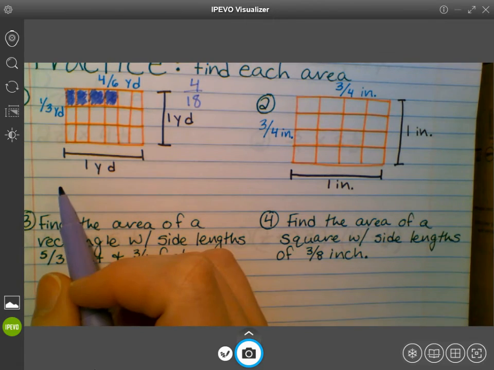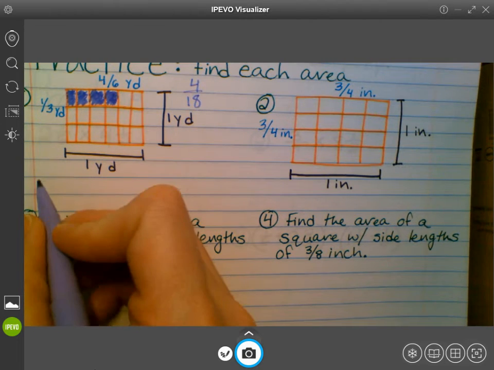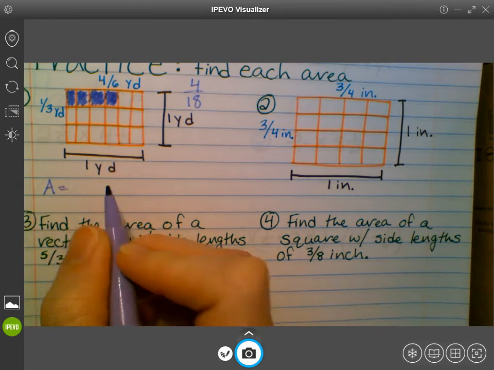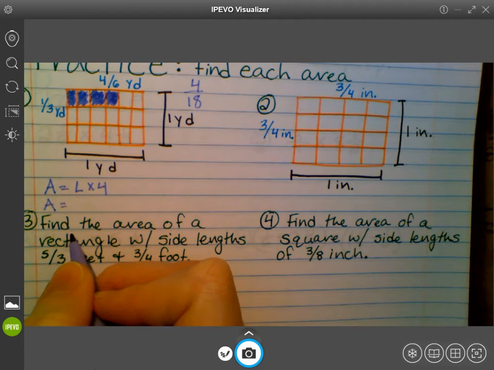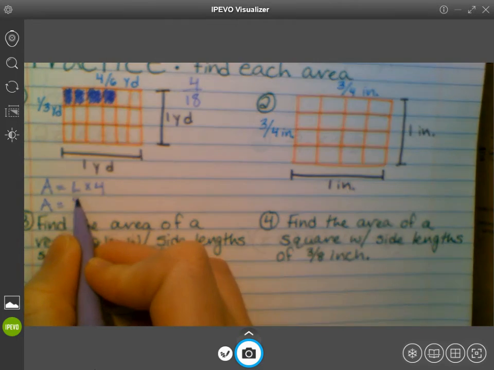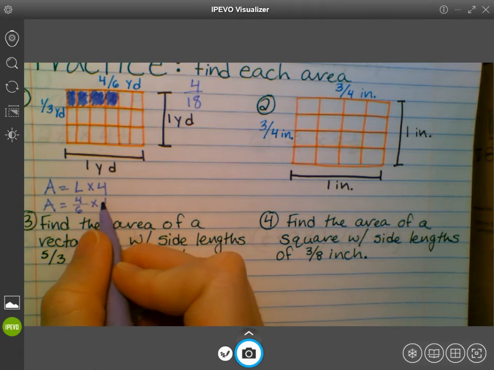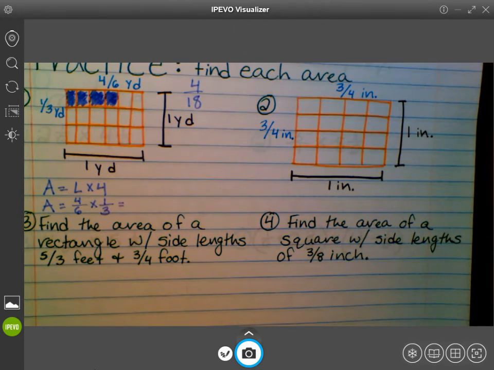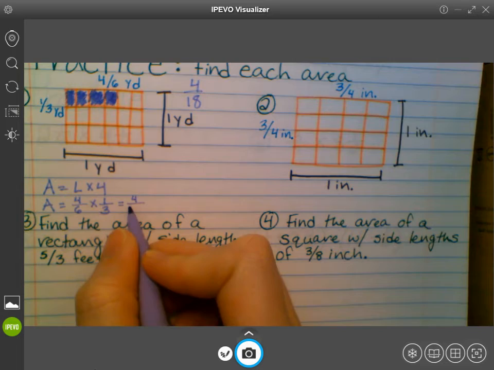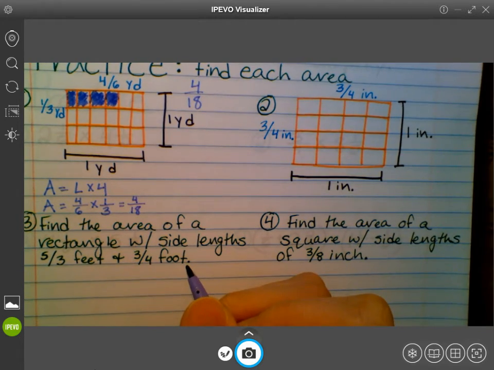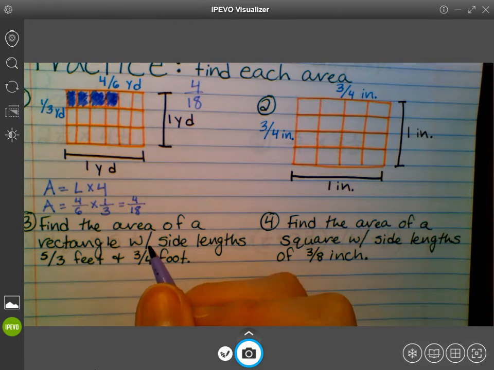Now, let's go ahead and actually solve using our formula and see if we get the same thing. So area equals length times width. So area equals, our length is 4/6 times our width, which is 1/3. So if I multiply across, 4 times 1 is 4. 6 times 3 is 18. Now, am I done? What am I missing? There are a few things I'm missing.